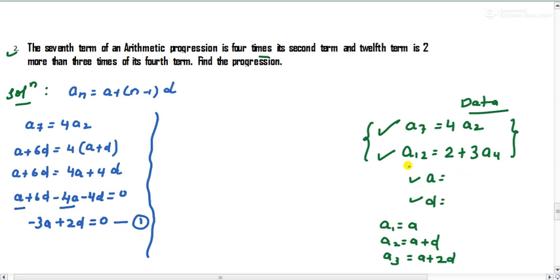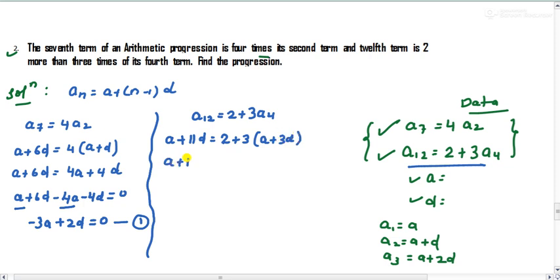Now look at the second data. The data says A12 is equal to 2 plus 3 into A4, correct? So again replace this with A and D. A12 can be written as A plus 11D, right? Yes, are you guys following? And here A4 can be written as A plus 3D, isn't it?